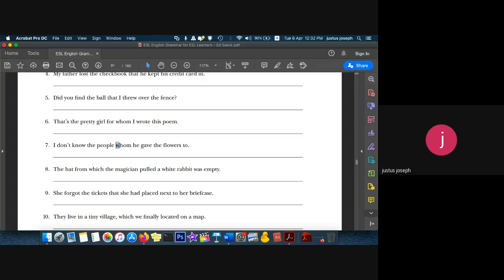Can I take this "whom" away? Yes. I don't know the people he gave the flowers to. Okay, you can say it like this in your speaking test, but not in your writing. Now let's correct this for our writing. I don't know the people to which? To whom? Just take this "to" and place it here. I don't know the people to whom he gave the flowers.